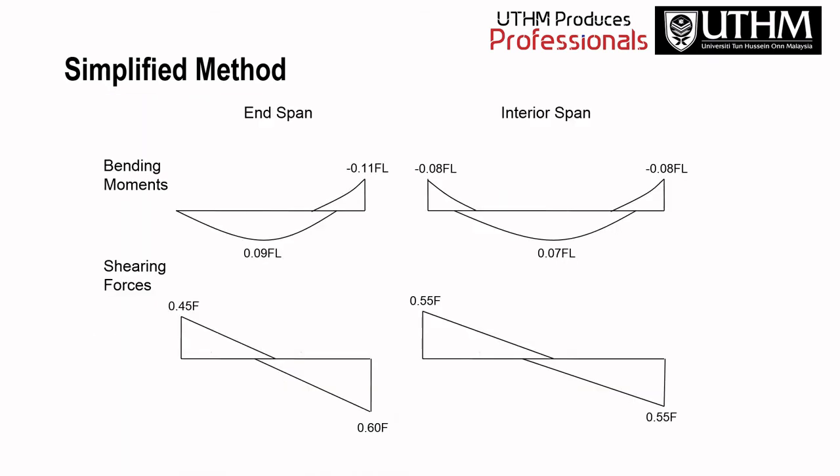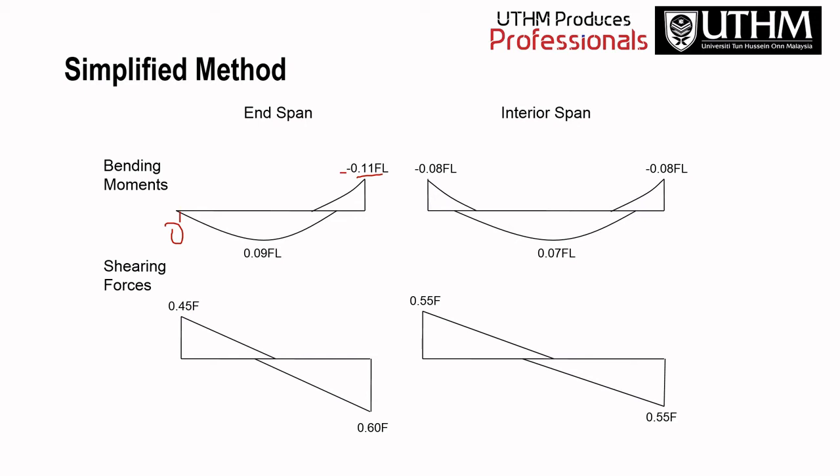Okay, so this is the example for the simplified method. You can see this is 0.09 FL, which is near the middle of the end span. This is the end span, and this is near the middle of the end span. And then at the first interior support, the end is 0, and the first interior support will be negative 0.11 FL.